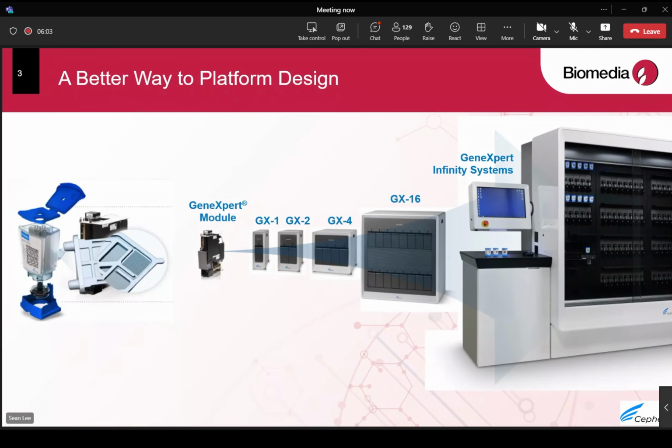Okay, so Cepheid have come up with the systems. They have developed all these platforms to be placed in different hospitals, so the capacity depends on the hospital size. Right now, most of the hospitals in Malaysia have the GX4 system. And there is one big machine in MKJB. Okay, they have a GX16 over there. So right now we don't have a big system in Malaysia yet at the moment. Okay, so you just need all these systems to run a PCR test.